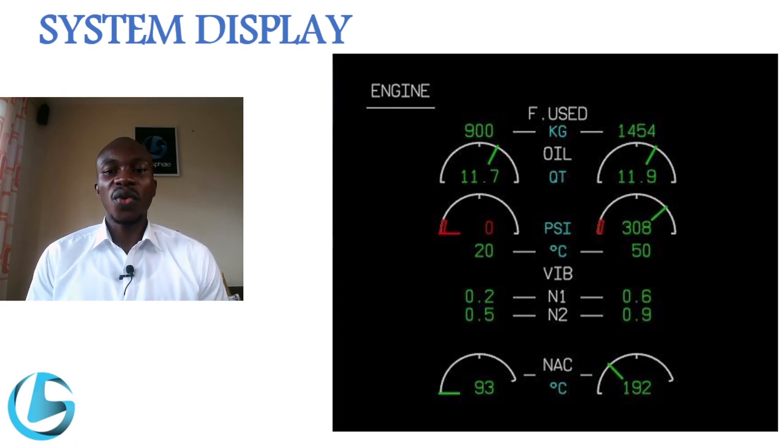From our previous video, we looked at system display and systems indication of an aircraft. So you can look at that video in order to understand how the system display works. Basically, any system that is selected will be displayed on the ECAM's bottom display. The typical systems that are displayed on this bottom display are the hydraulic system, the air conditioning system, the fuel system, pressurization system, among other systems.